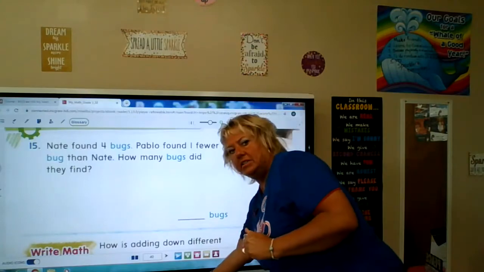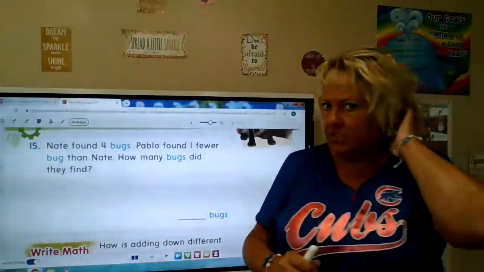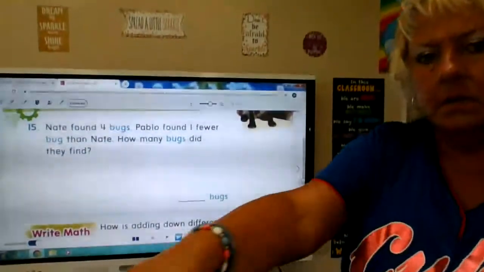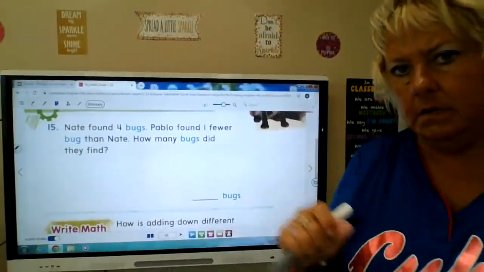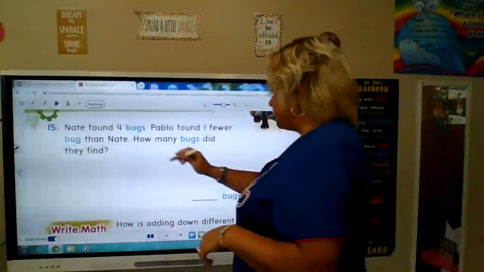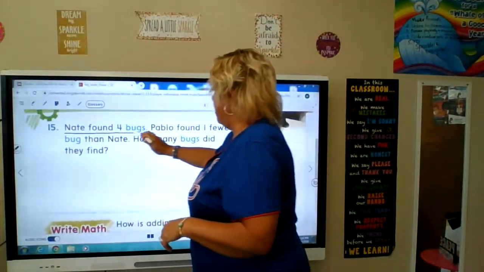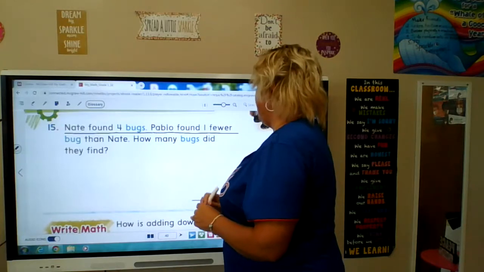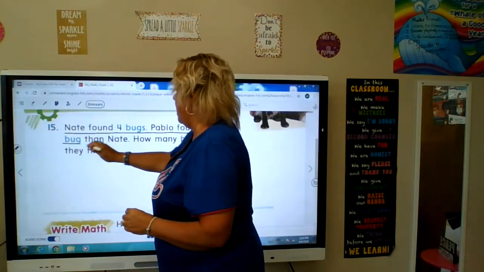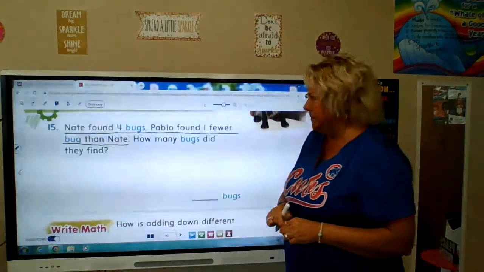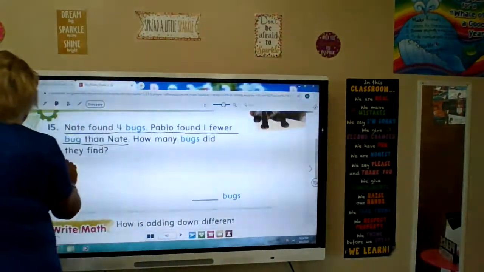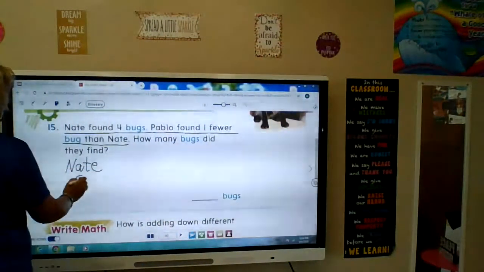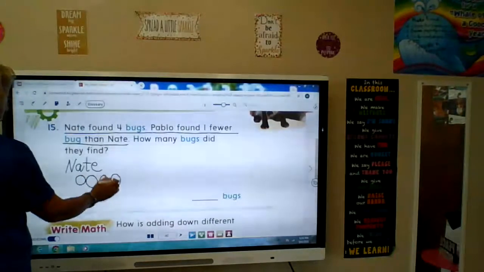Okay, moving on to the next problem-solving question. Nate found 4 bugs. Pablo, another boy, found 1 fewer bug than Nate. Okay, so Nate, you can always draw pictures.